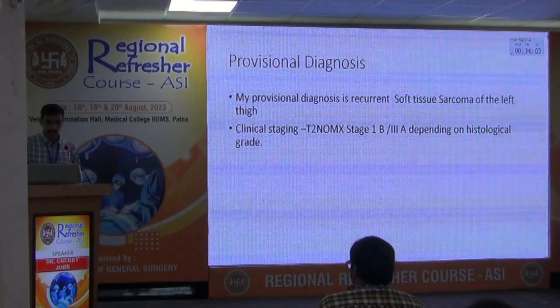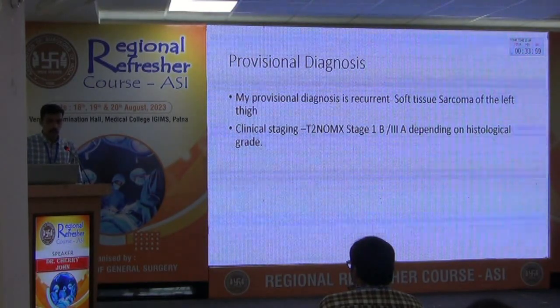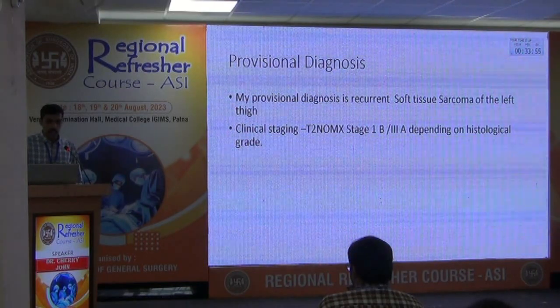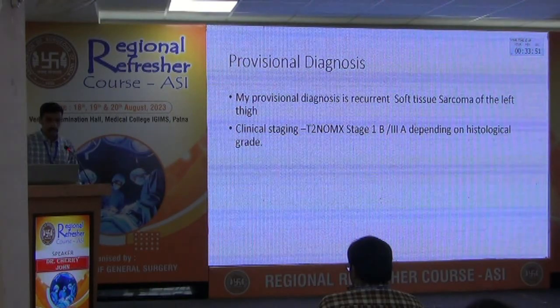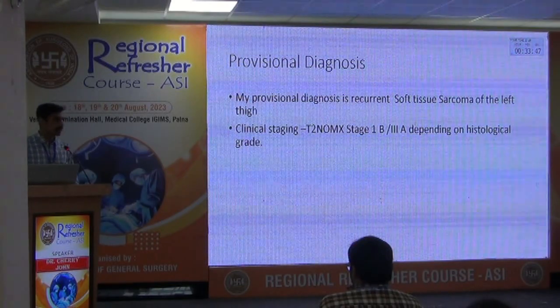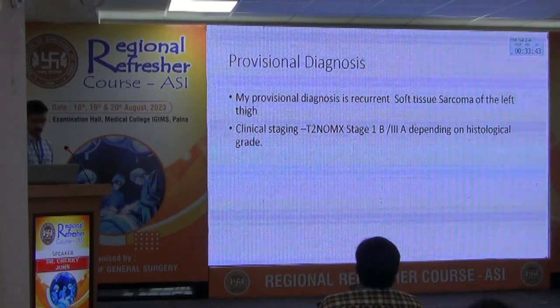distant metastasis. My provisional diagnosis is recurrent soft tissue sarcoma of the left thigh, clinical staging T2 N0 MX. We cannot do the correct staging, we can do it only after histological grading. Thank you. Examiners, please.